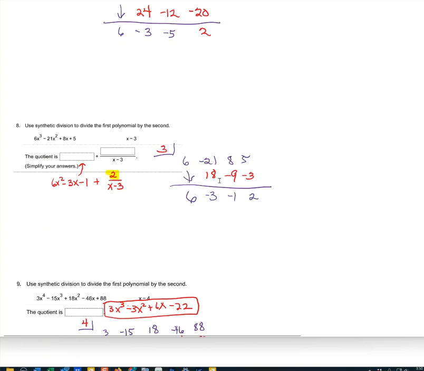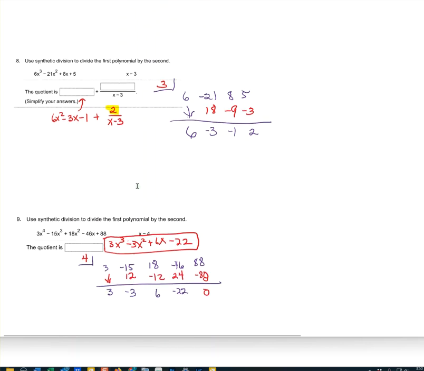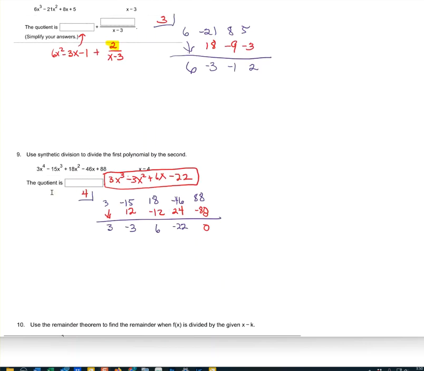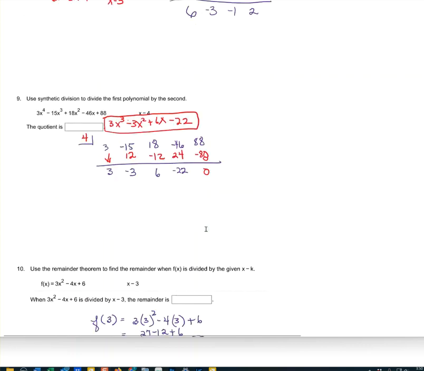We do our synthetic division. That means our remainder is 2. So you have 6x squared minus 3x minus 1 plus, and they want you to put the remainder over the x minus 3 here. Number 9, same idea. We're still just doing synthetic division. It said divide by x minus 4, so your k value is 4. You have a remainder of 0.